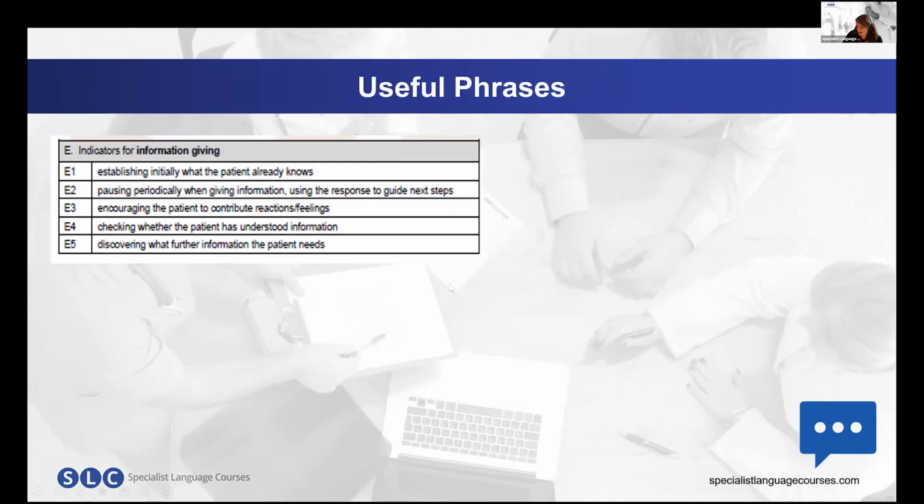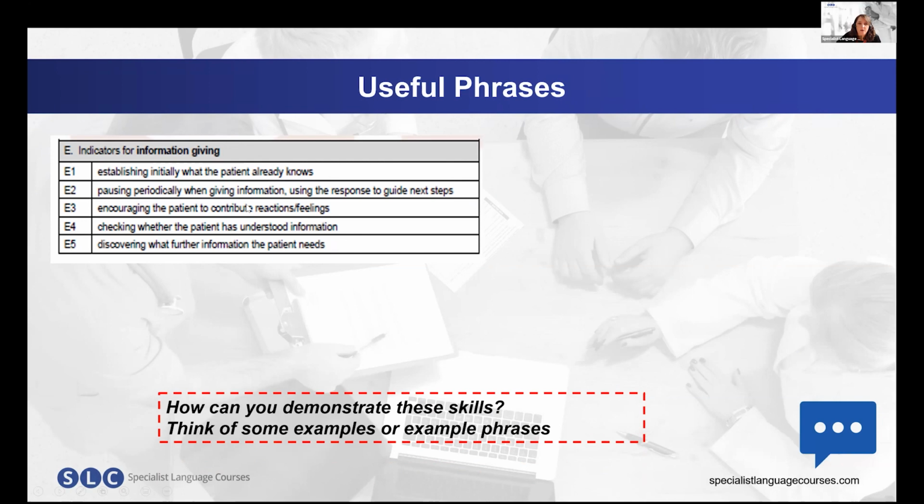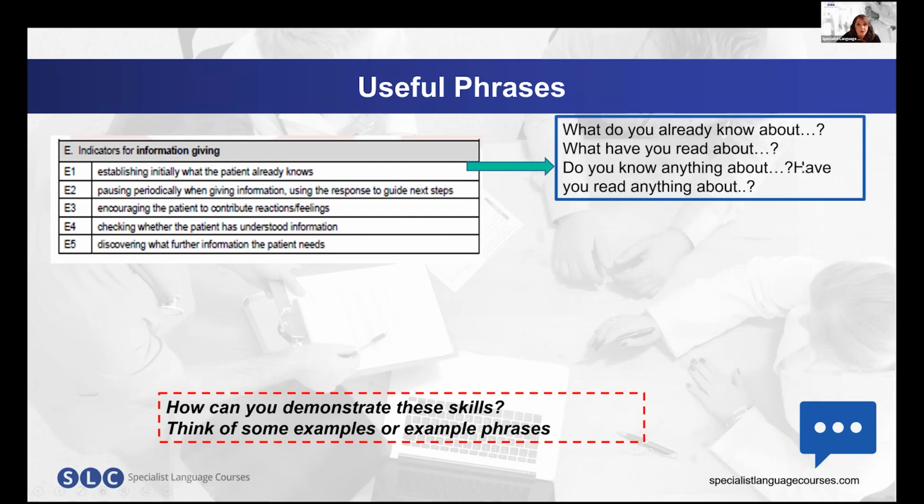So looking at this a bit more closely, you need to find out what the patient already knows. So when you're looking at this criteria, make sure you think about how you can demonstrate these skills and think of some example phrases. For example, you might ask, what do you already know about? Do you know anything about? Have you read anything about a particular topic?